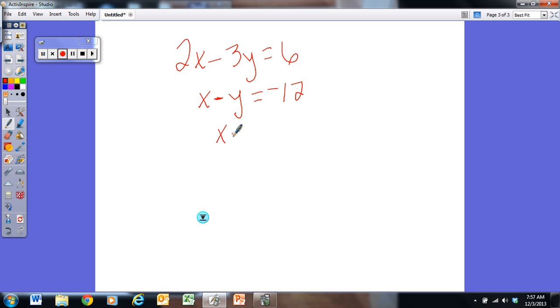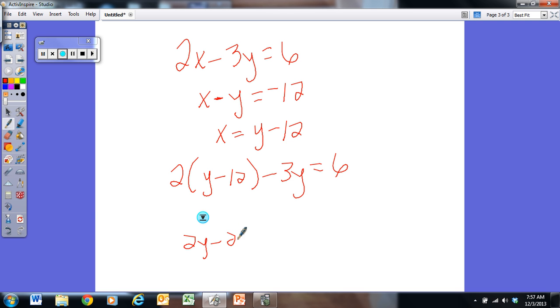So if I solve for x, I'm going to add y to both sides and I get y minus 12. So then I'm going to replace this x in the first equation with what it's equal to, which is y minus 12. Distribute: 2y minus 24 minus 3y equals 6. Combine like terms, so I get negative y. Add 24 to both sides. Negative y equals 30, so y equals negative 30.